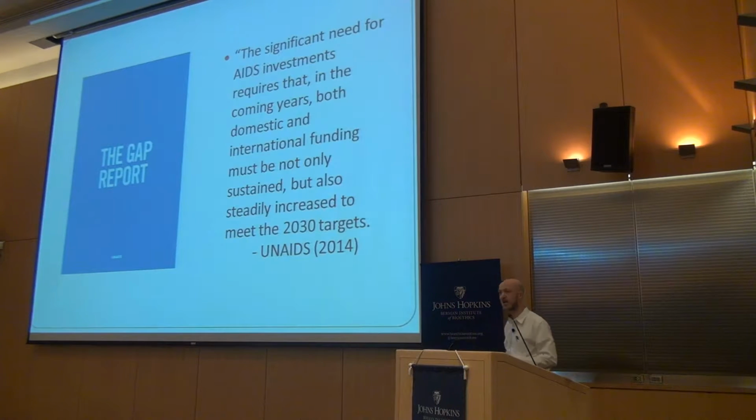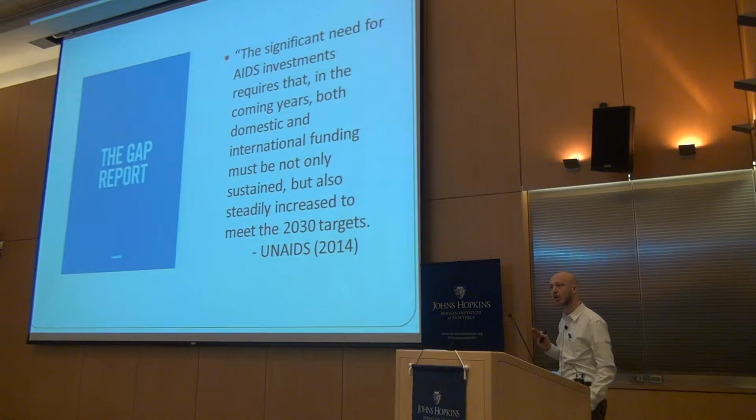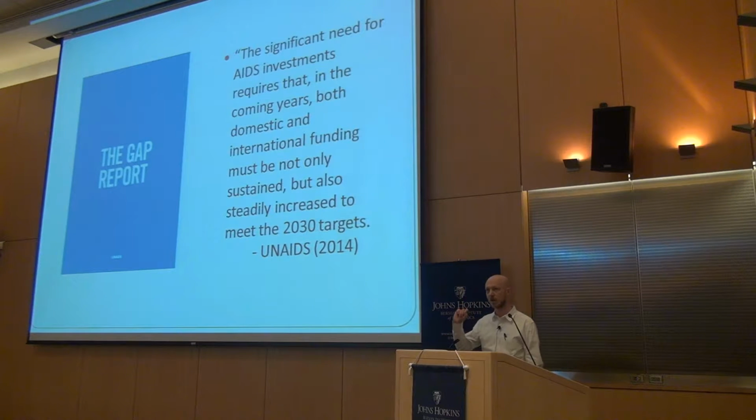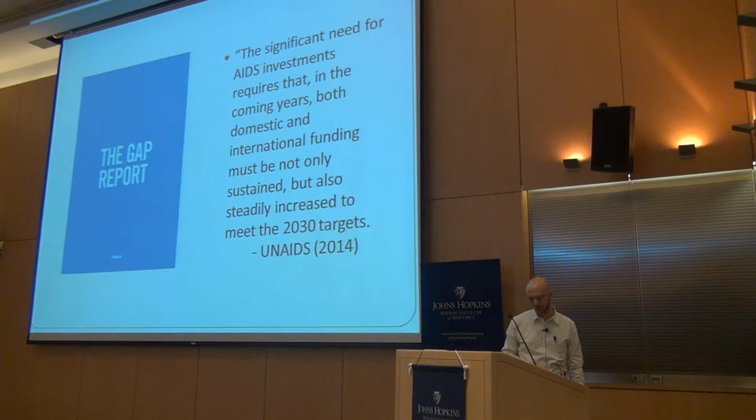This is what UNAIDS say in their most recent gap report. They say the significant need for AIDS investment requires that in the coming years, both domestic and international funding must not only be sustained, but also steadily increased to meet the 2030 targets. But global health funding has flatlined. US government funding, for example, peaked at about $9 billion. Over the last 5 years, it has remained flat or slightly diminished. And of course, antiretroviral therapy just happens to be the most prominent and the largest recipient of global health aid.